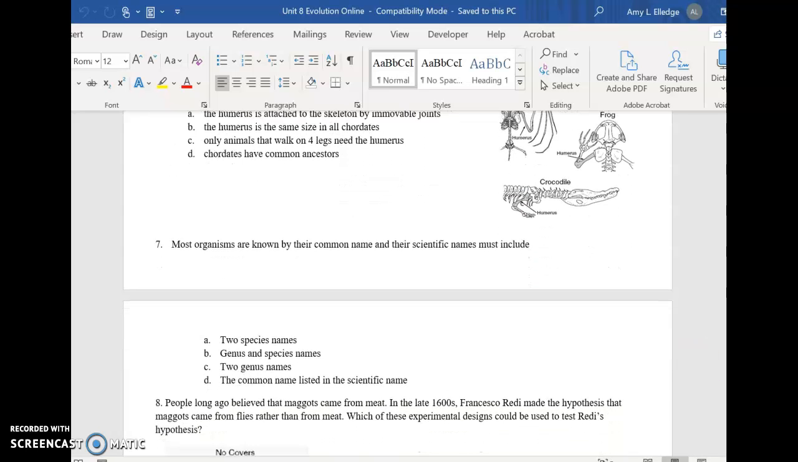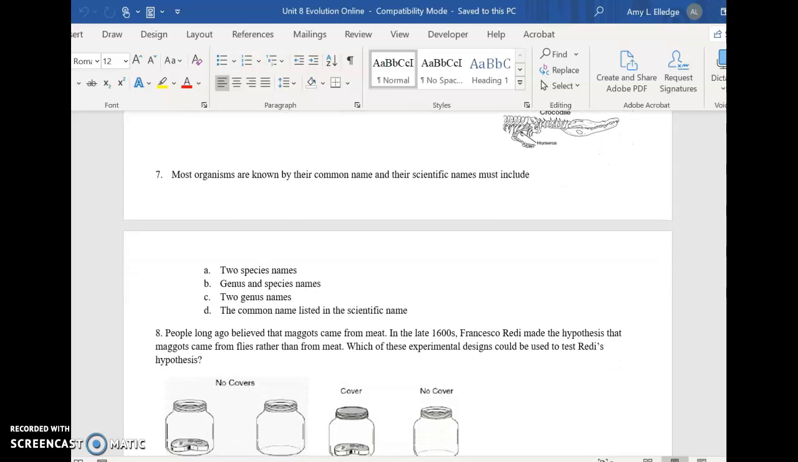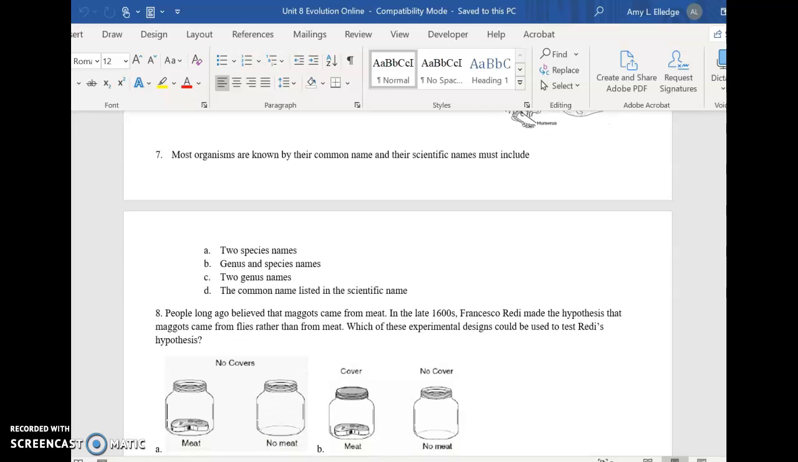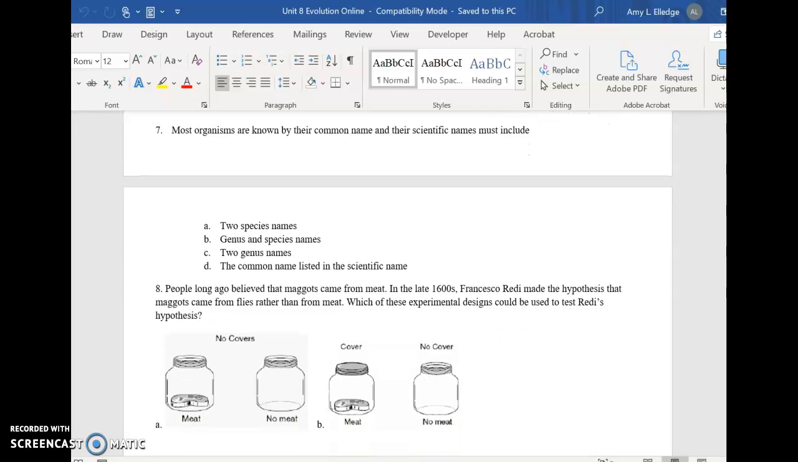Number 7, most organisms are known by their common name and their scientific names. And their scientific names must include, there we're back to genus and species, B.